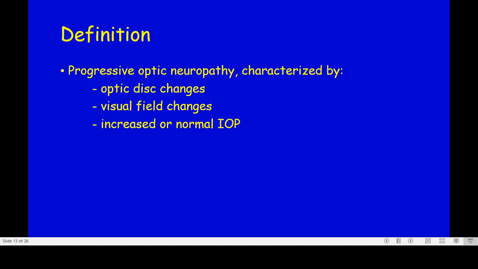And the third important thing is intraocular pressure, which may be on the higher side, it may be normal, or even on the lower side. So it is not necessary that intraocular pressure has to be high to diagnose glaucoma.